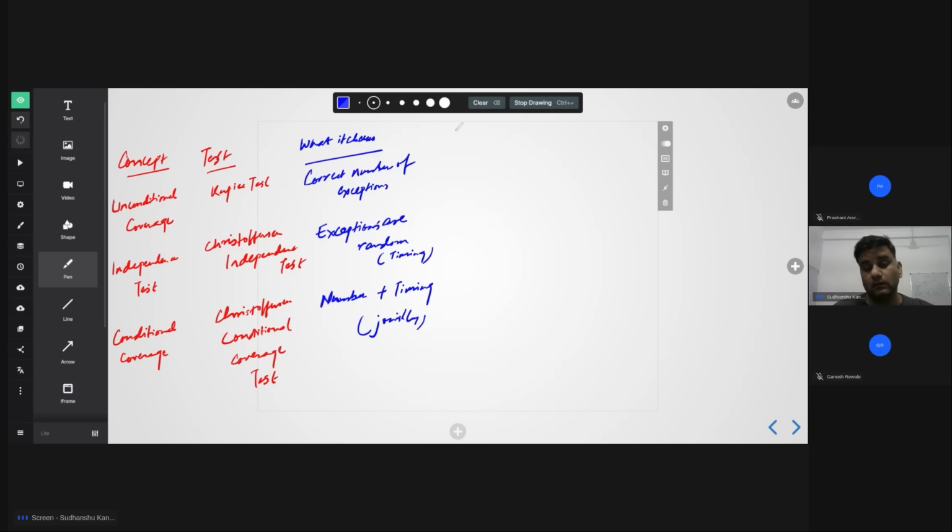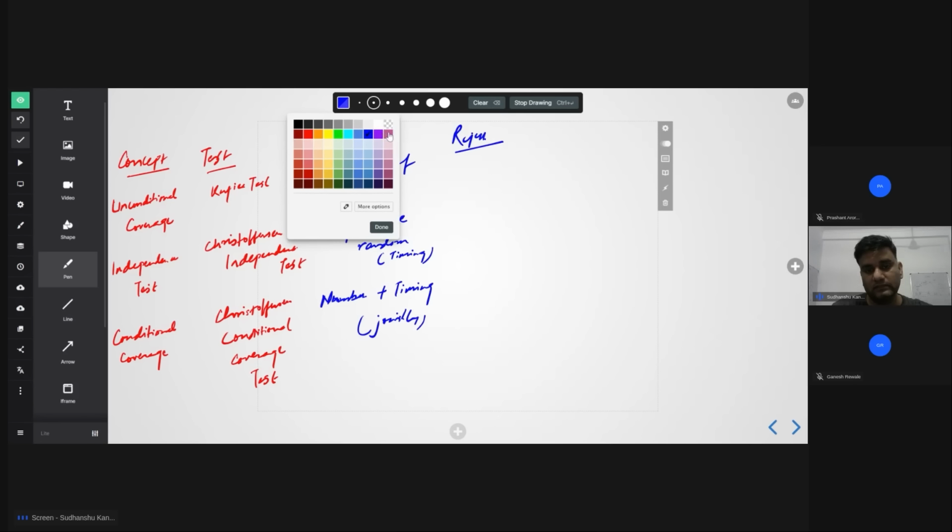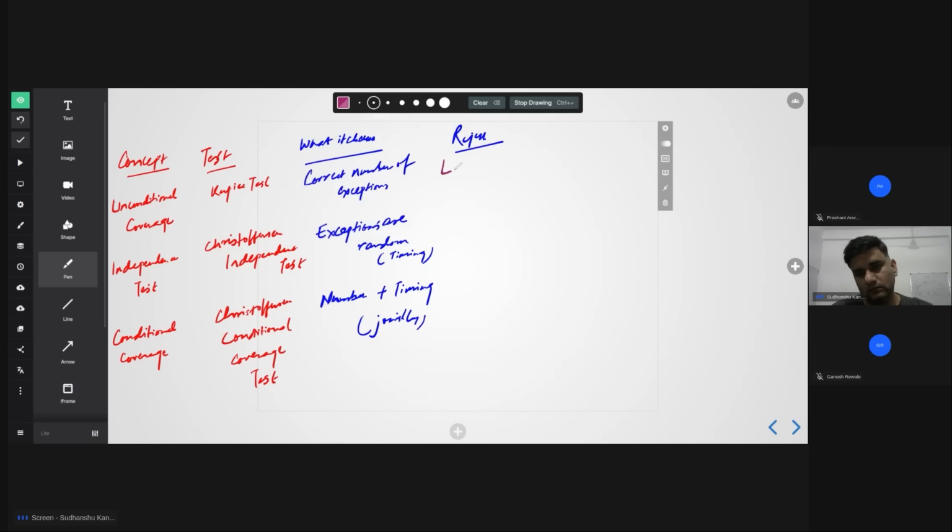When do you reject this test? You reject the null hypothesis when LR UC is greater than 3.84. You reject LR IND, independence, when greater than 3.84. You reject LR conditional coverage if greater than 5.99. For the joint test, the number is 5.99. If you think about degrees of freedom, it is 1, 1, 2.